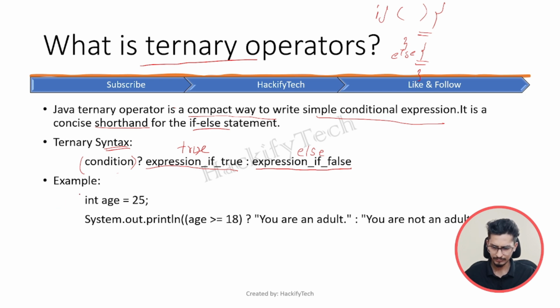So here I have given an example as well, where I have created a variable with the name age equal to 25, and what I am doing here, I am just printing the statement with System.out.println itself. I am printing the output into the console. Now this first line is nothing but my condition. So I am checking the age, 25 is greater than or equal to 18. Yes, 25 is greater than 18. The condition is true. So in the output I'll be able to see you are adult, like this.